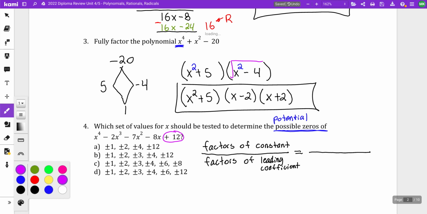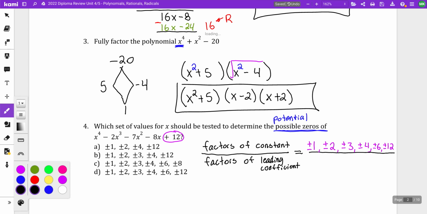1. Start with that one. Technically, negative 1 would also work. So I go plus minus 1. 2 can divide into 12. Technically, negative 2 can as well. 3 can divide into 12. So positive negative 3. 4 can divide in. So positive negative 4. 6 can divide in. And 12 can divide in. Those are all possible factors of my constant term.